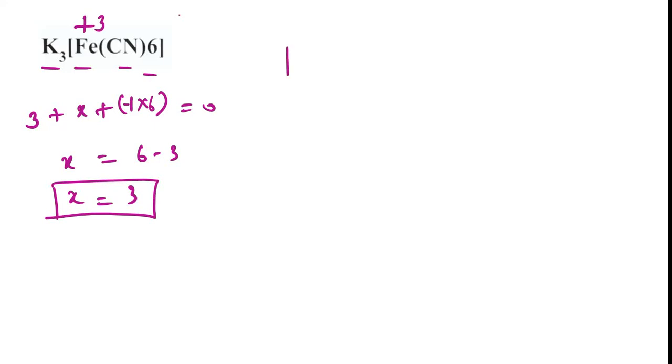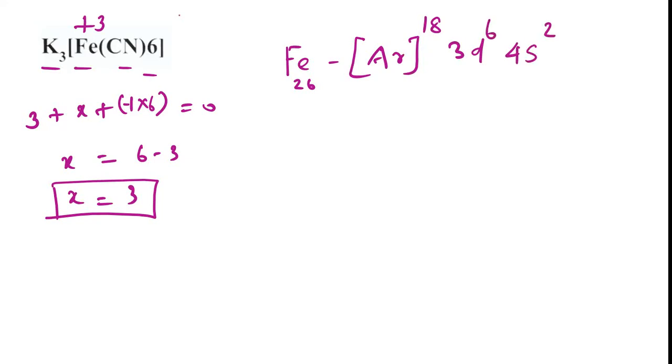So let us write the electronic configuration of iron here. Iron is 26, the electronic configuration will be argon 18, and the remaining 8 electrons will be there. So it will be 3d6 4s2, 8 electrons. It is 3 plus now, so it has given out 3 electrons. So Fe3+ means argon 3d5. 2 electrons from the s orbital and 1 electron from the d orbital have been removed. So it is 3d5.